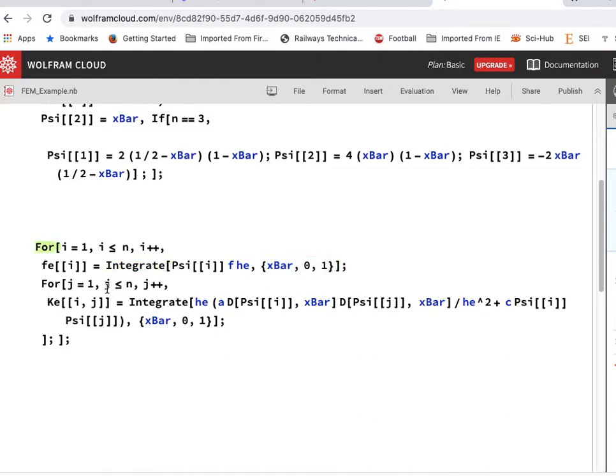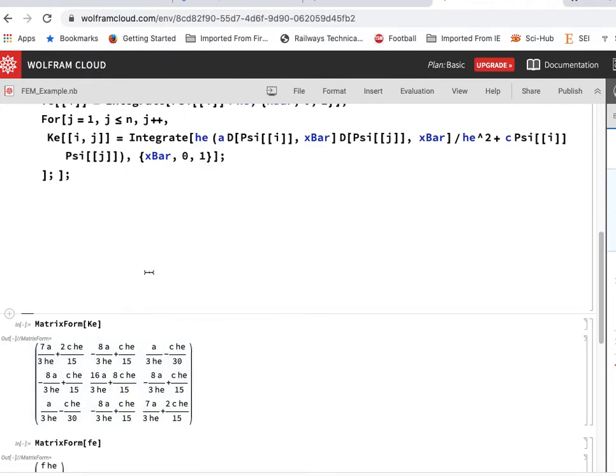And then for j equals 1 to n, you write Ke ij as the integral of He multiplied by a into d psi ei by dx bar into d psi ej by dx bar divided by He square, plus c into psi ei into psi ej. This has to be evaluated from x bar equal to 0 to 1. So let me evaluate this.